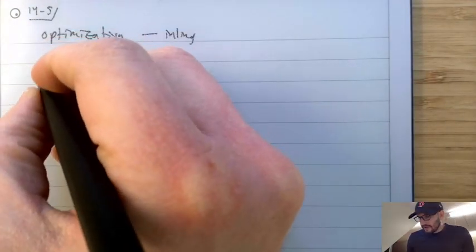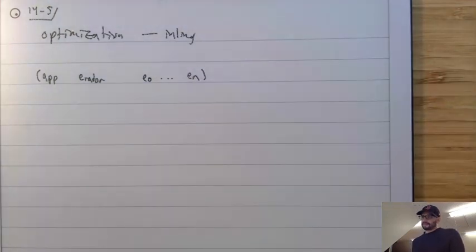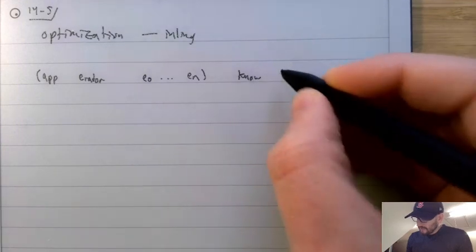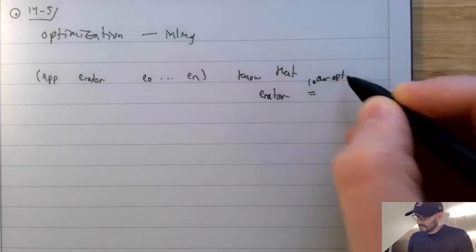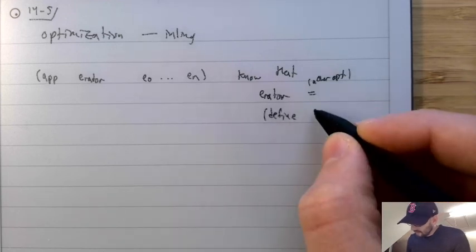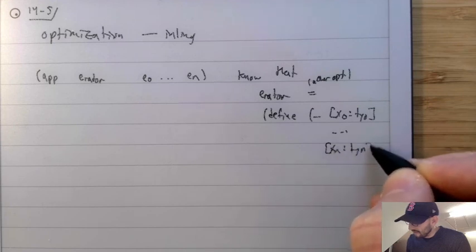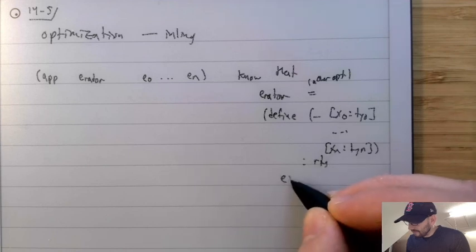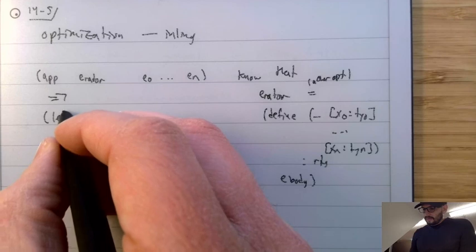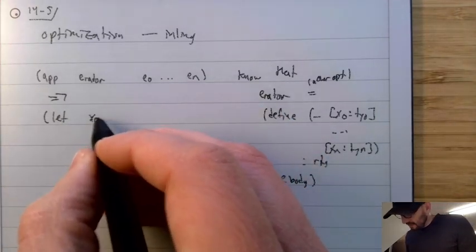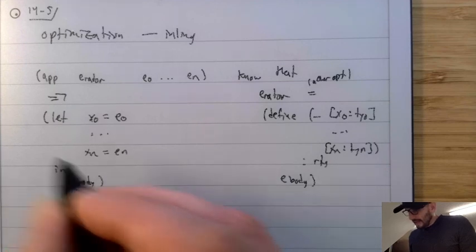If you have a call to app where we have an operator with e0 through en, and you know that the operator is equal, i.e. after optimization, to some particular definition where we have x0 of type 0, through xn of type n, with some return type and some body, then what we can do is optimize this into a let where we let x0 equal e0, through xn equal en, and then we do this inside of the body. And then we go off and optimize that.